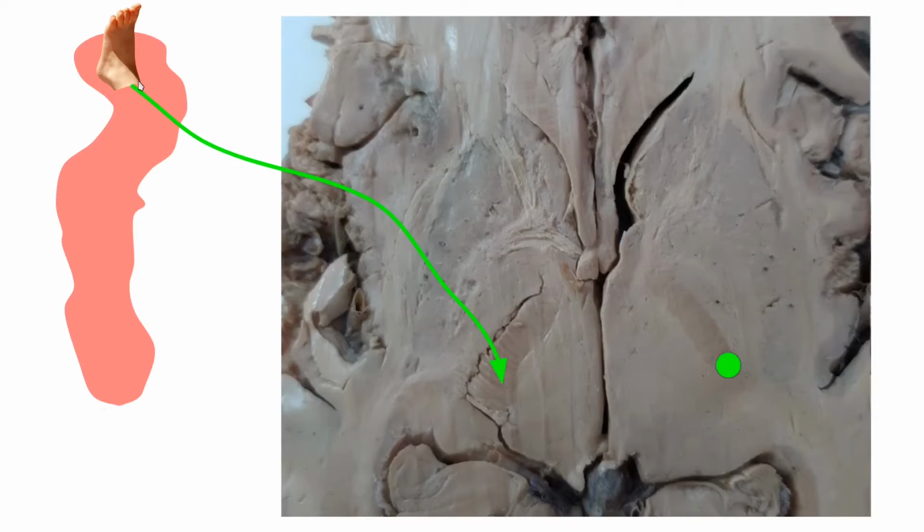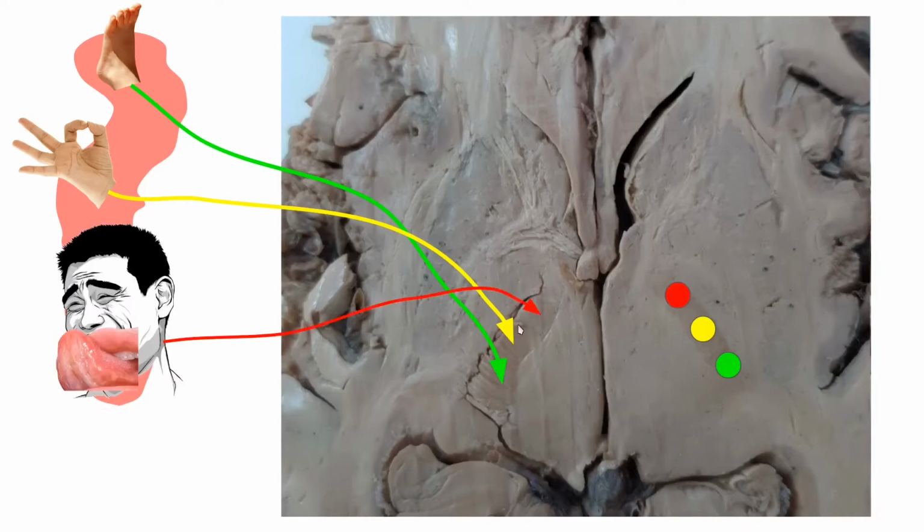Just showing you what happens as the fibers approach the internal capsule. There will be some twisting involved, some reorientation, wherein the fibers for the legs will end up in the most posterior portion of the posterior limb of the internal capsule. The fibers for the hand area will also twist and come to be located more anteriorly to the leg fibers in the posterior limb. And the most anterior would be the fibers coming from the face and the tongue.